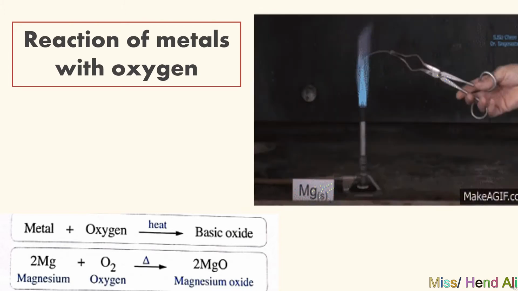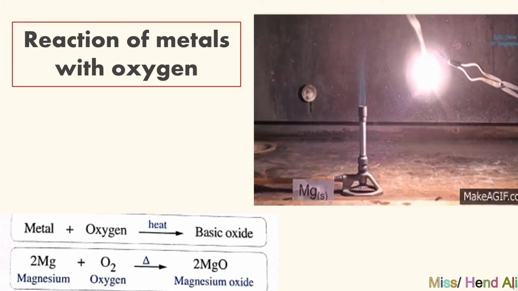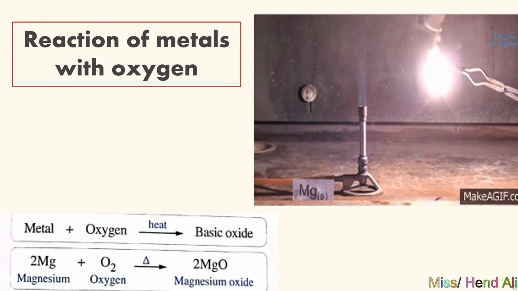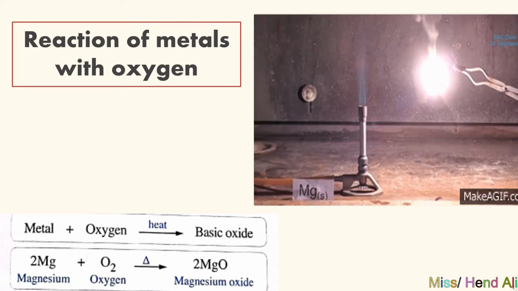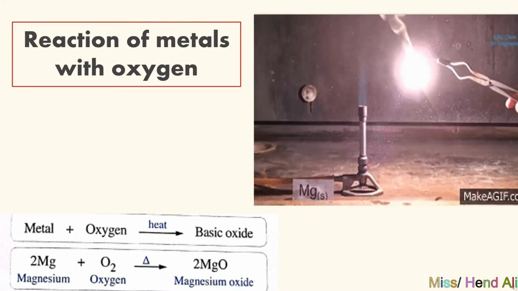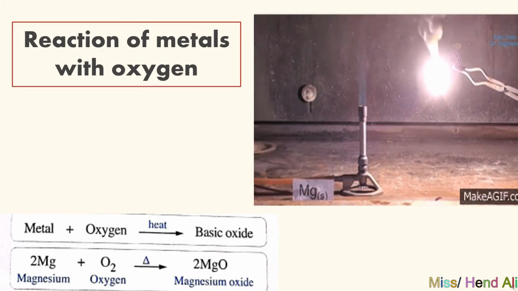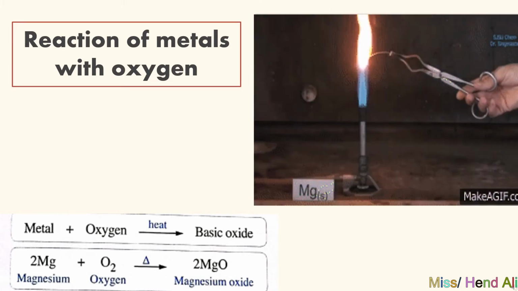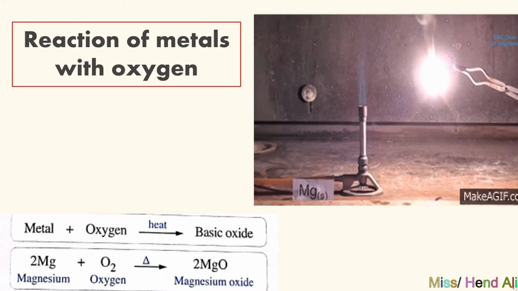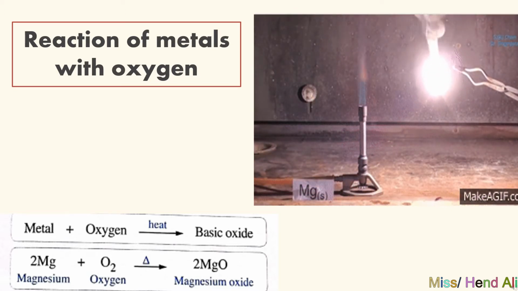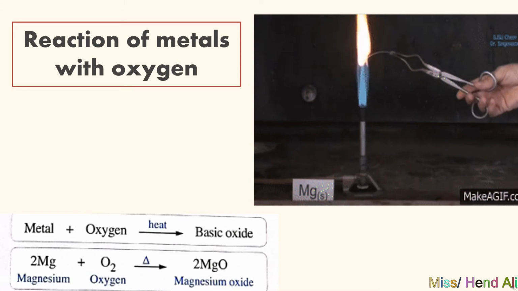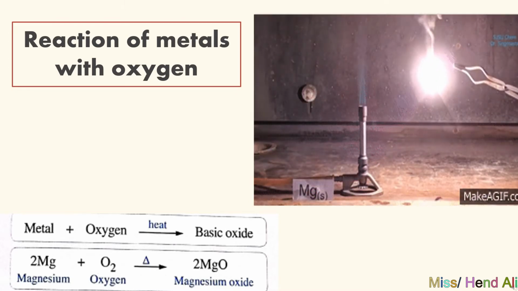So when metal reacts with oxygen, the result is basic oxide or metallic oxide. Metal plus oxygen gives metallic oxide. We can say both, metallic oxide or basic oxide. So 2Mg plus O2 gives us 2MgO. Keep it in your mind: metal plus oxygen gives us metallic oxide or basic oxide. And when we burn the magnesium strip, it burns with a bright light and then changes into a powder or ash.